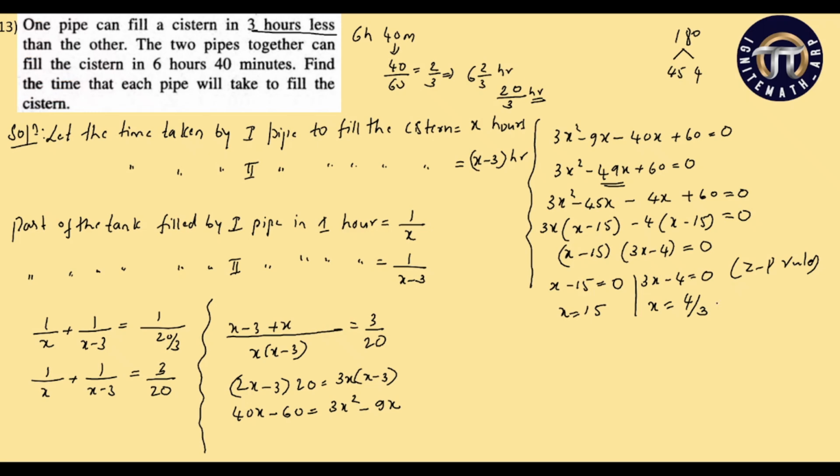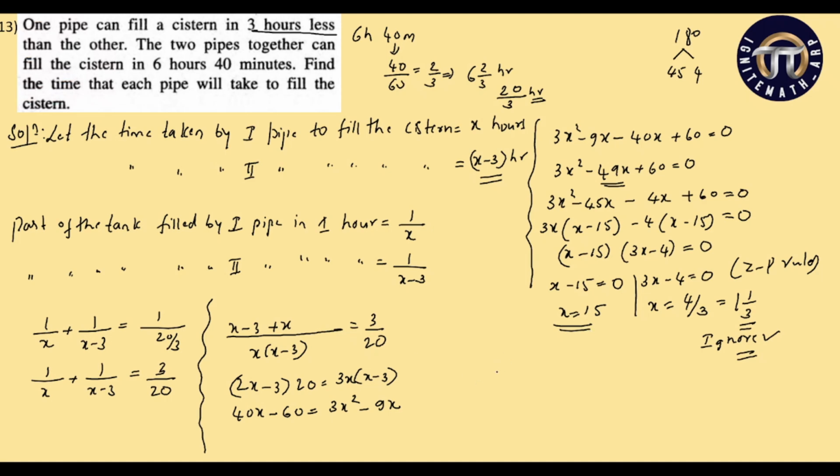Clear, children? 4 by 3 in the sense it is 1 by 3. So it cannot be taken, because if I take x as 1 by 3, the time taken by the other pipe goes negative. Okay, so I will ignore the second value. So now I need to go ahead with the first value, that is x equal to 15.